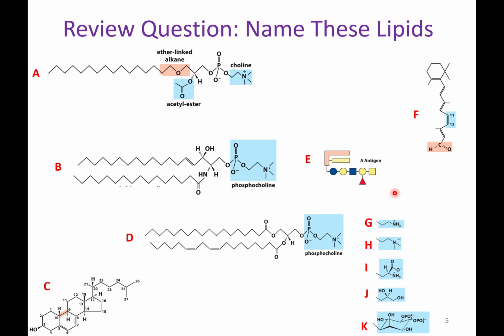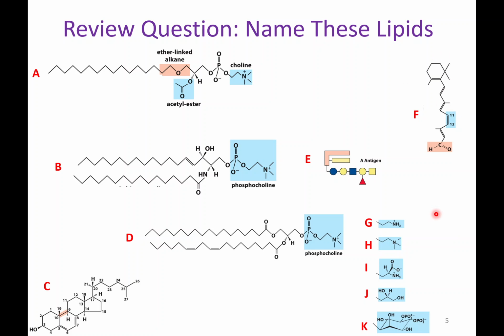E, this is a cartoon picture, and I wouldn't expect you to know the exact name of this. This is the A antigen in the blood group. But if you remember this kind of cartoon depiction here, we have one fatty acid. This is sphingosine, and sugars here, so it's a glycosphingolipid. All right, F, this lipid here, highlighting the cis double bond configuration between 11 and 12. This is 11-cis retinal.